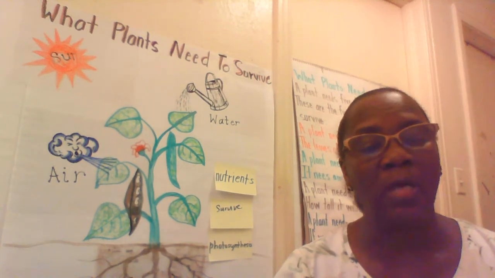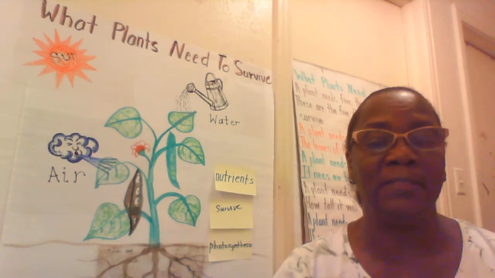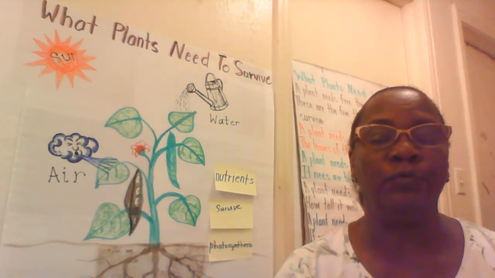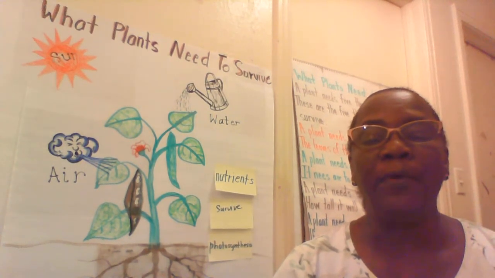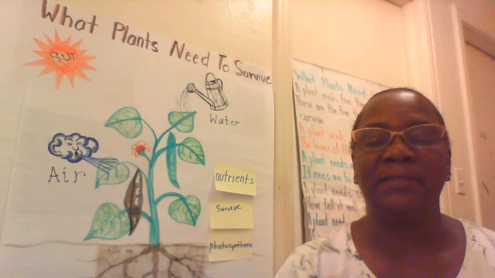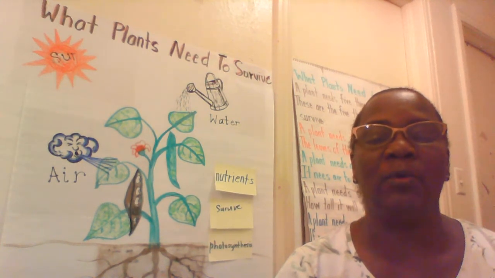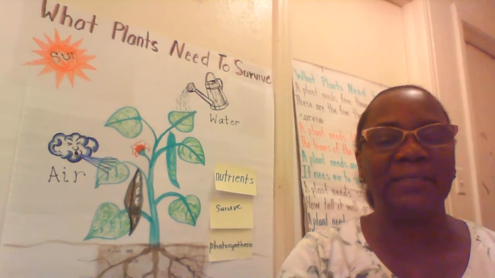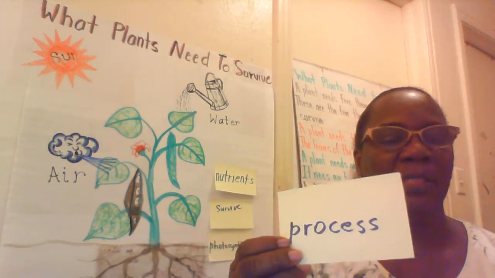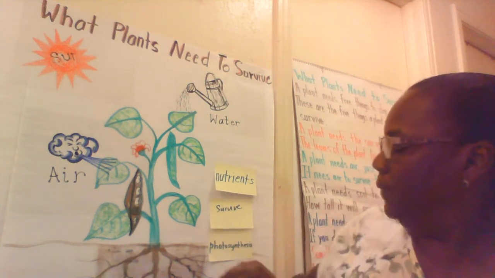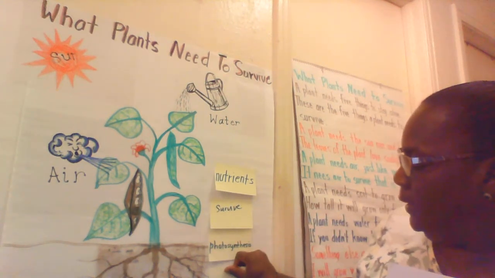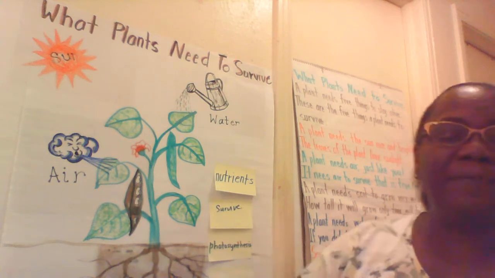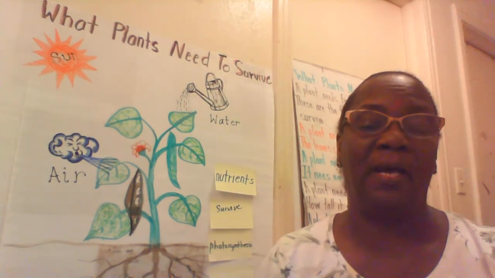We will talk a little bit more about that as we progress in our lesson today. Plants make their food through the process of photosynthesis, and that brings us to our next word. Our next word is process. The word process means how you get something done, the steps that you take in order to get it done.